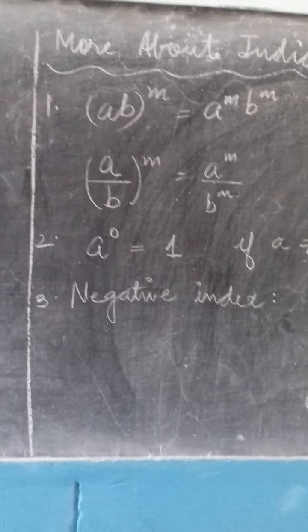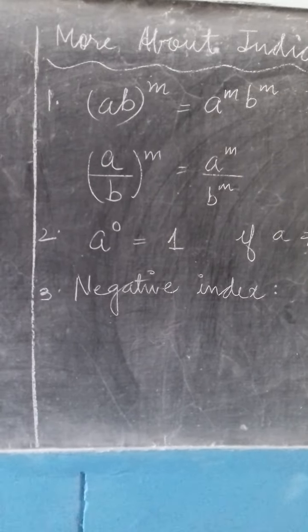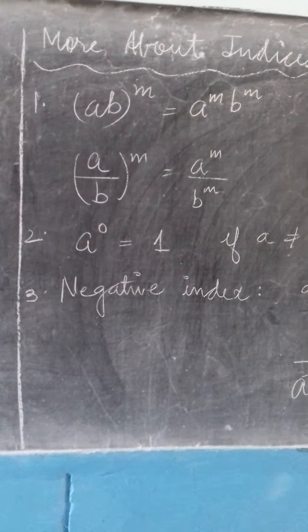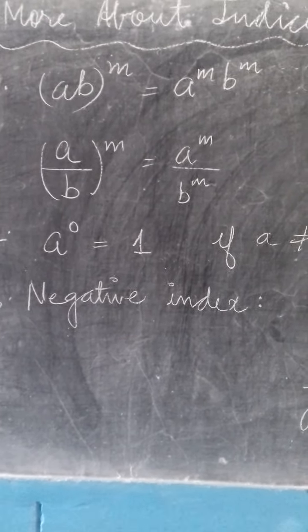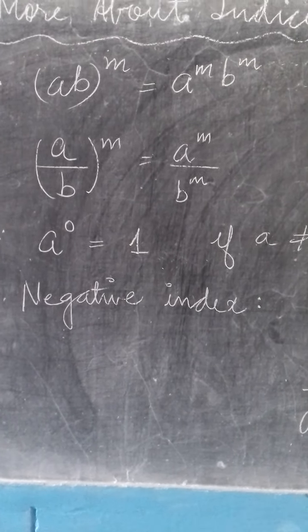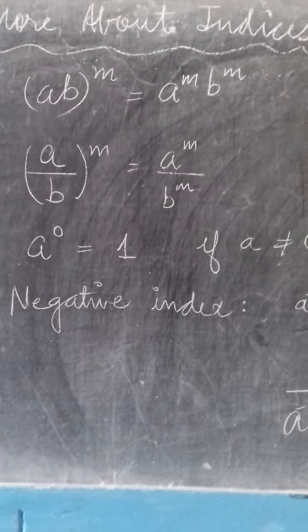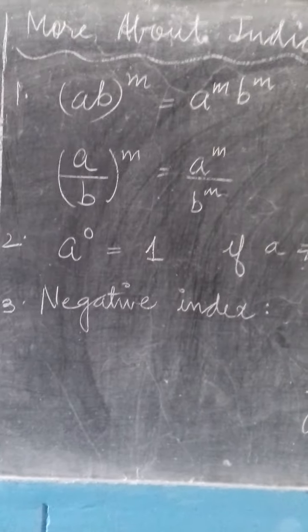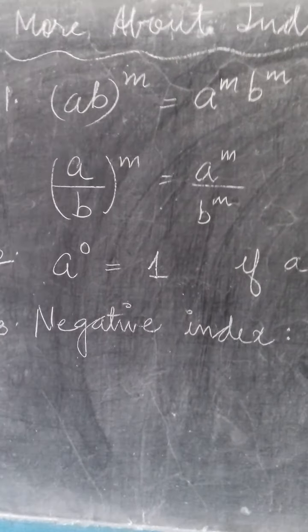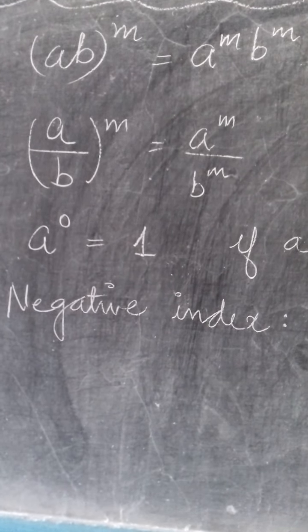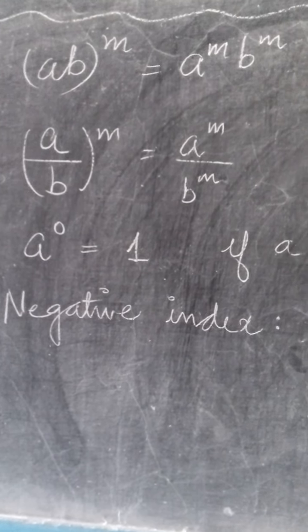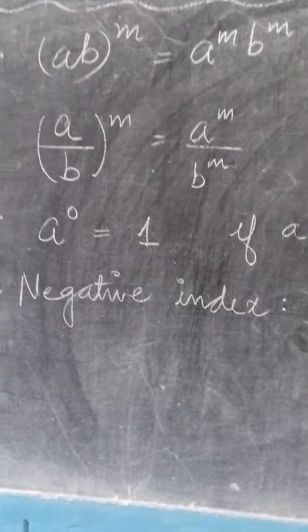Now some more things we'll learn about indices. If there are two numbers a and b in a bracket and the power is m, when the bracket is opened, this power will be on both of them: a to the power m and b to the power m. Similarly, in case of division, a upon b combined raised to the power m, when we remove the bracket, it will be a to the power m upon b to the power m.